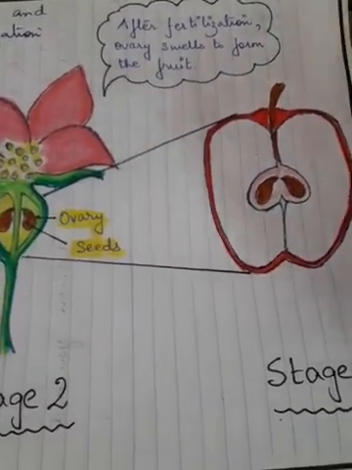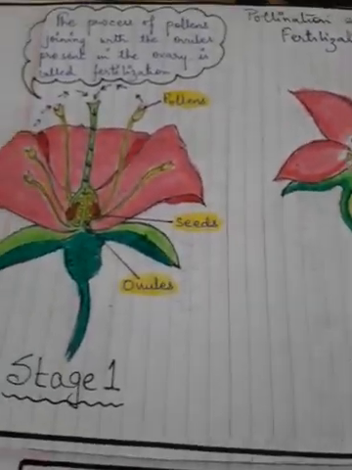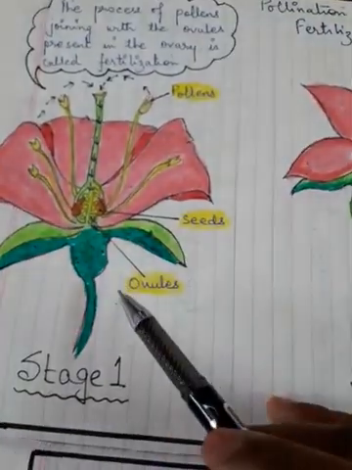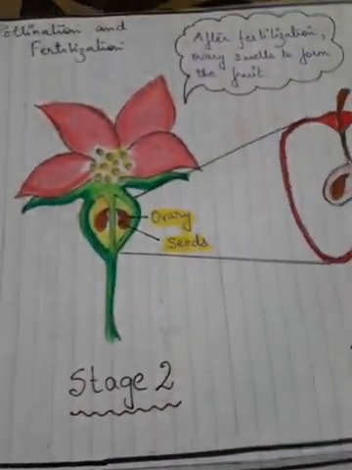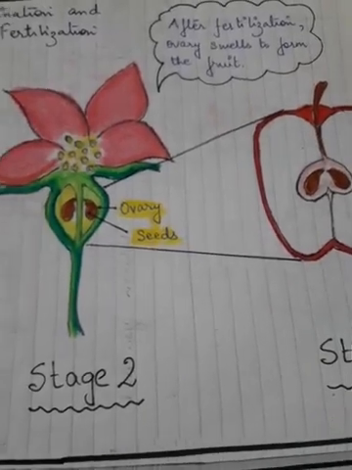So students, what have we studied today? We have studied the 3 stages, starting from pollination, then after pollination comes fertilization, then after fertilization comes the development of fruit and seeds. Clear?